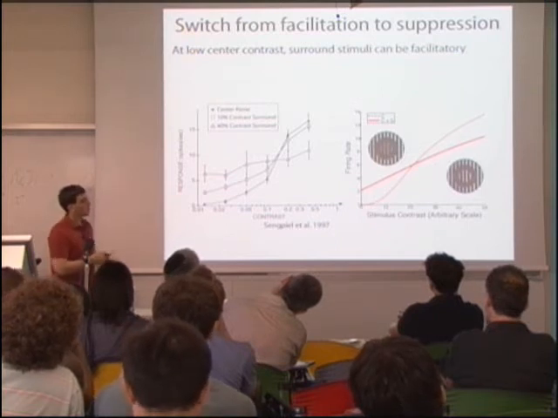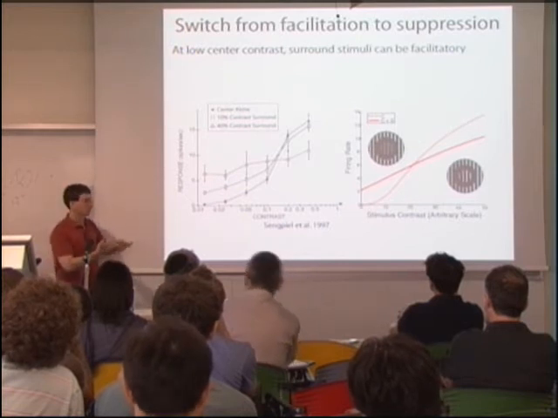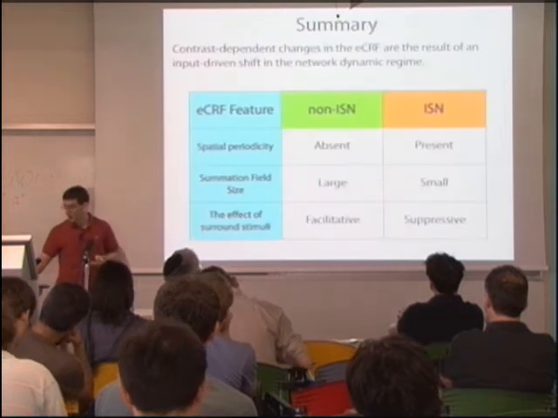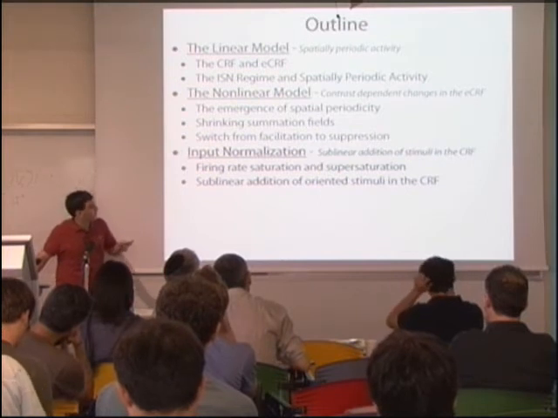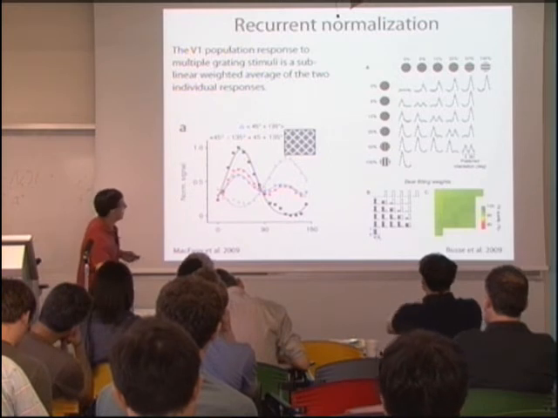And so we saw this. We said, you know, this is kind of like gain normalization. This network is kind of normalizing the input as we increase the contrast. So maybe we can say something about normalization with this model. And to do that, I have to introduce a couple of different experiments.